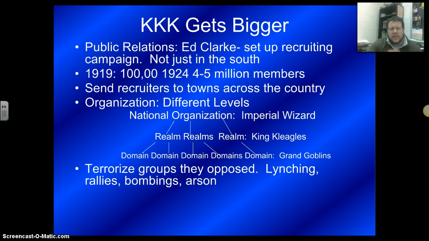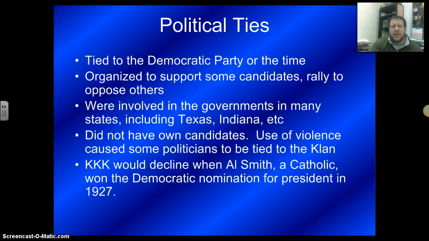Like we talked about in our progressive unit regarding lynchings and that kind of stuff in the North, in Indiana, that's why that took place. They did rallies, those big rallies where they marched down the street in their white robes to show a sign of power. They blew up buildings, did arson of different things. And so the KKK really became a big deal in this time.